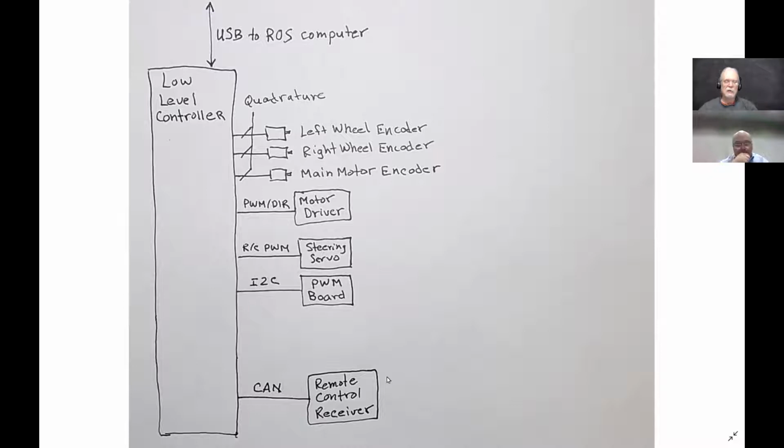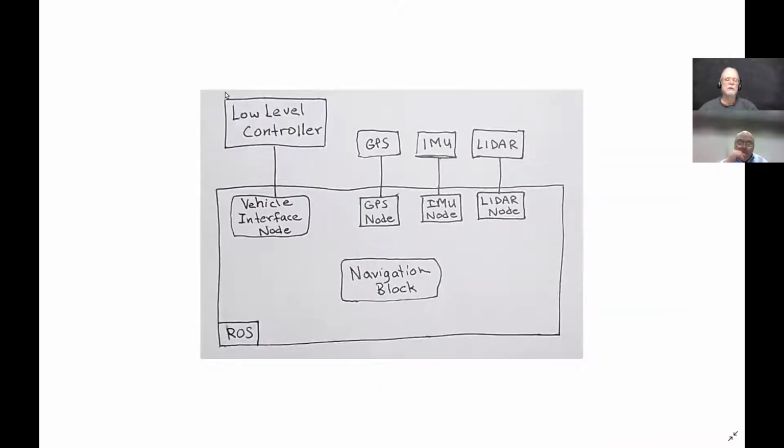And then down at the bottom, I just show my remote control receiver, and it's got a CAN interface to my low-level controller. So it's just saying this is what my low-level stuff is doing, a very basic conceptual drawing. And at the very top, it shows a USB connection that goes back to my ROS computer. The reason I put this is because the next screen will say, this is the low-level controller.